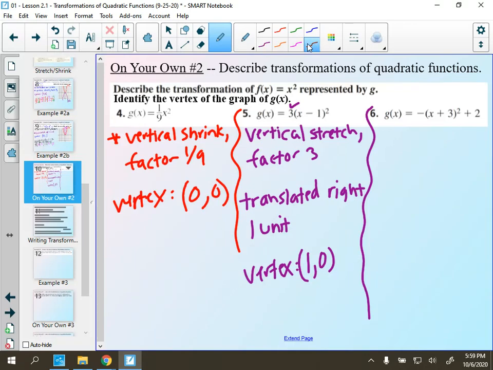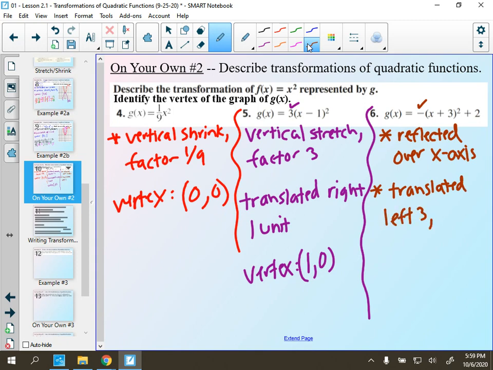Last one, we're getting a decent amount. We've got this reflected over the x-axis. And then we can do this all as one big translation: translated left 3, up 2 units. Because of that translation, they go hand in hand with the vertex. So we would have (-3, 2) for the vertex.